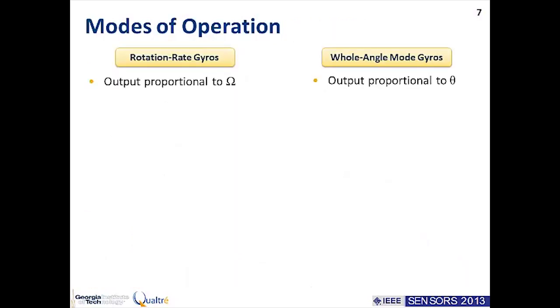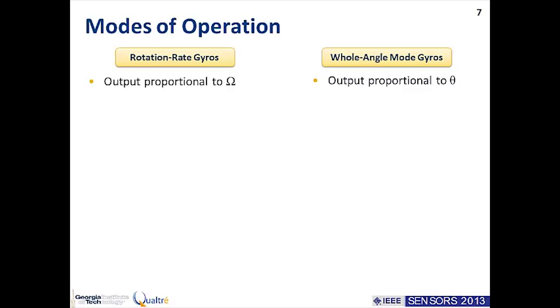Now, when we first started today's discussion, we said that a gyroscope is an instrument that can measure either the angle of rotation or the velocity of rotation of an object. And one interesting property that vibratory gyroscopes have is that we can actually configure them to operate in a particular way so that our output is either proportional to our rotation rate or proportional to the angle of rotation.